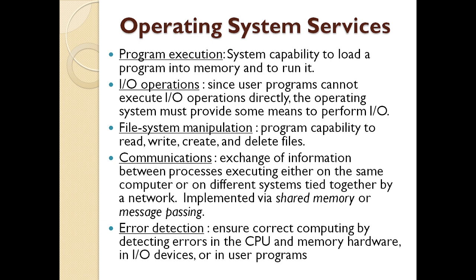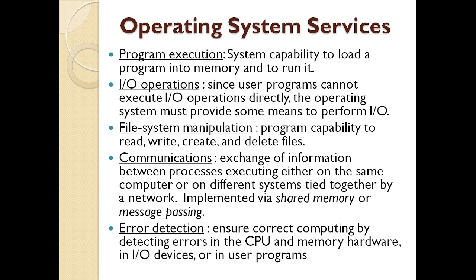What is program execution? The operating system handles many kinds of activities, from user programs to system programs like printer, name servers, and file servers. Each of these activities is encapsulated as a process. A process includes the complete execution context: code to execute, data, registers, and OS resources.